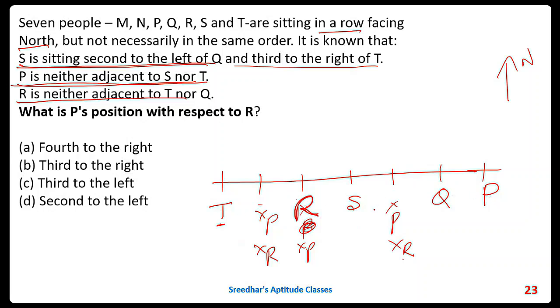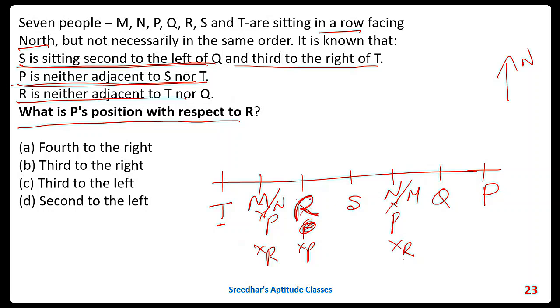Then who are the two people left out? M and N. There is nothing mentioned about M and N. So I can take M here, N here, or M here, N here. I can take two. By the way, what is P's position with respect to R?